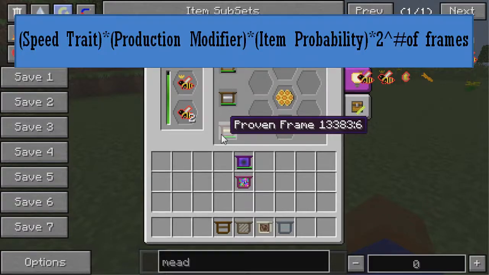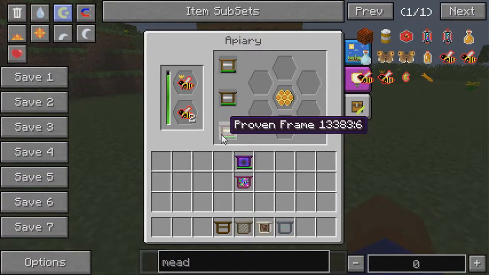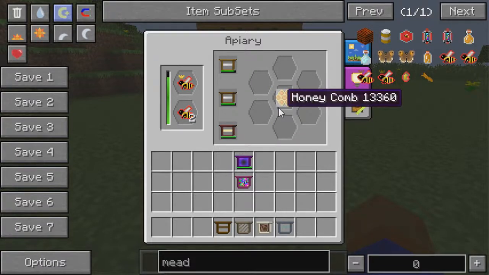The bee speed, so 0.3, times the production modifier, which is 0.1, times our item chance, which is 0.3, and then we're also going to do times 2 raised to the number of frames we have. So 2 raised to the 3 right now. We now have a decimal of 0.072, which is actually a 7.2% chance of them producing a honeycomb, and as you can see, they just did. So that's really cool, and that basically made our bees a lot more useful to have these frames in here.